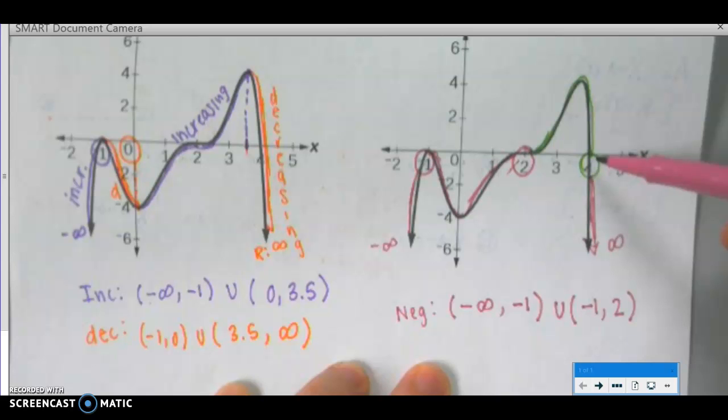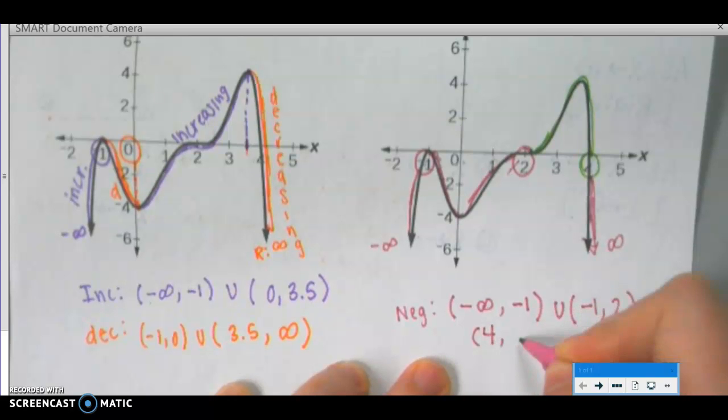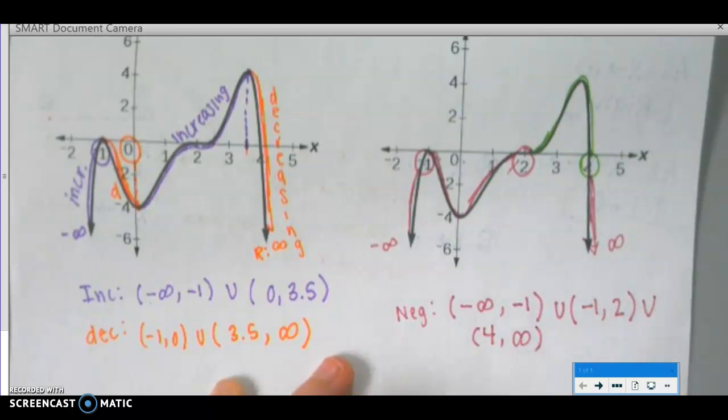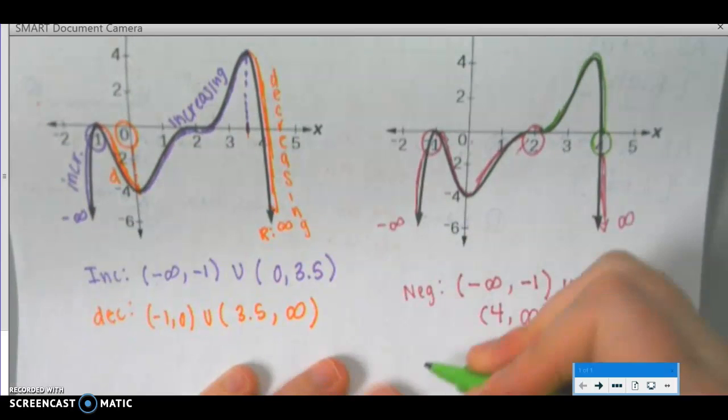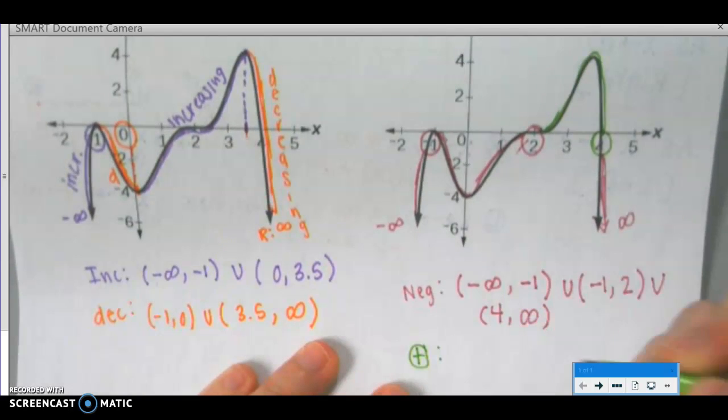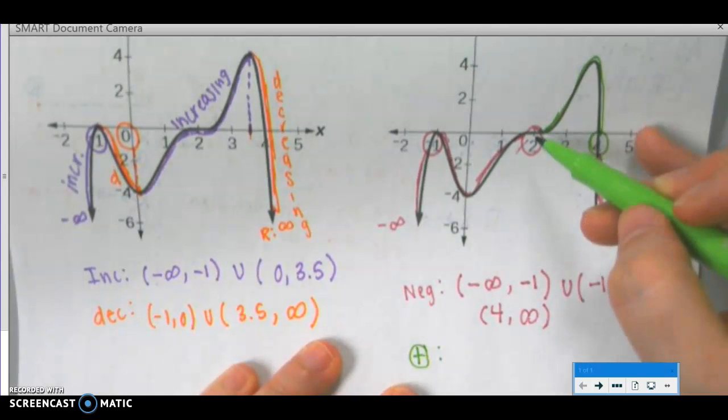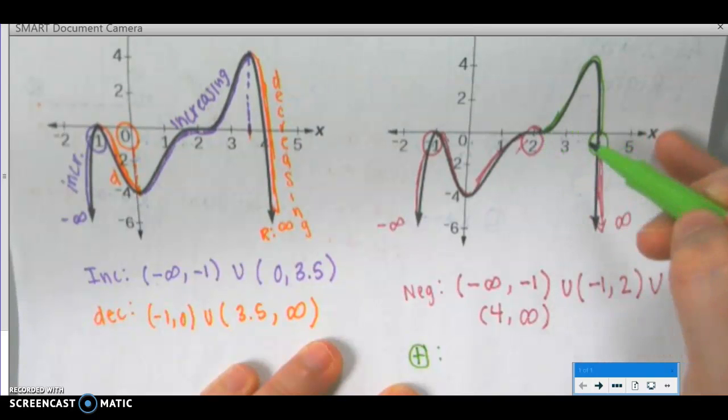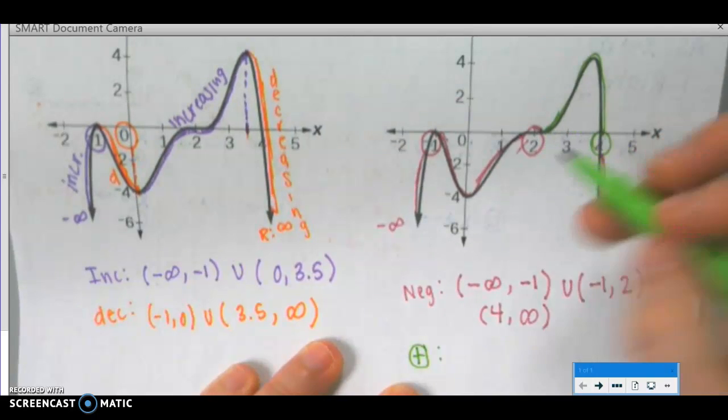And then I have another one from 4 to positive infinity. So I need another interval, 4 to infinity. All right, and I only have one positive interval, start on the left, so from 2 until 4.